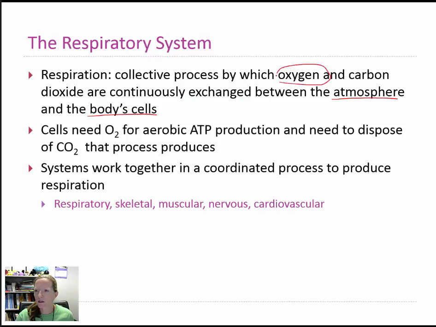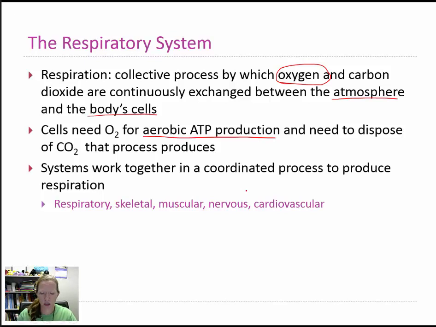You might remember from 1406 that oxygen is key to cellular respiration, specifically aerobic ATP production. Whenever aerobic ATP production occurs, it produces CO2 as a waste product, and we have to get rid of that. CO2 is toxic to the body. That's why there's this exchange of breathing in oxygen and getting it to the body cells for ATP production, and then picking up the CO2 that the cells just produced and getting rid of it.